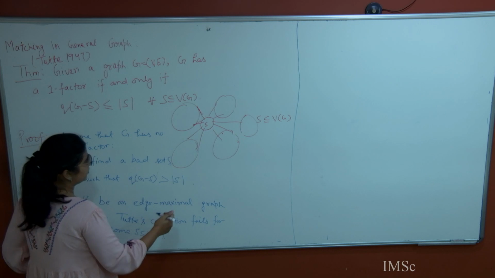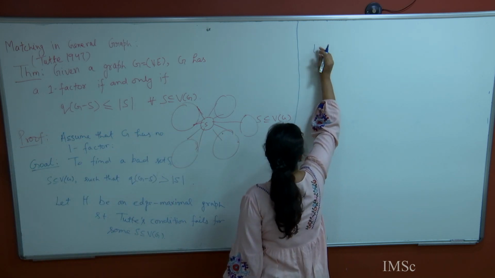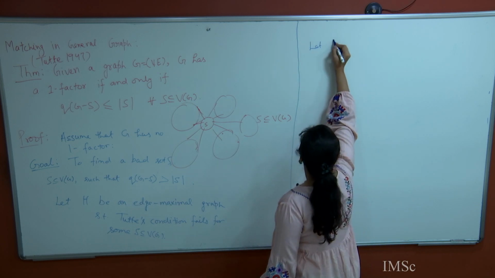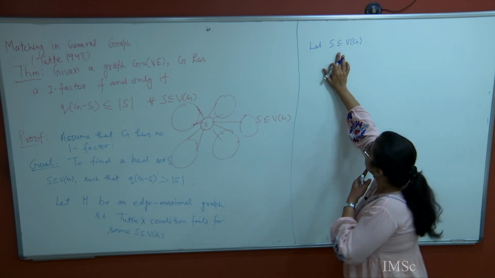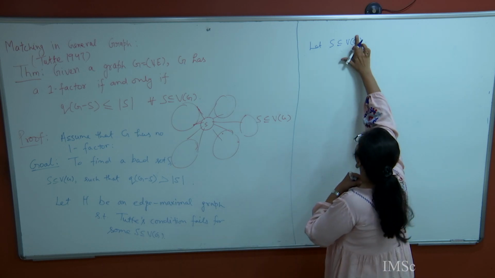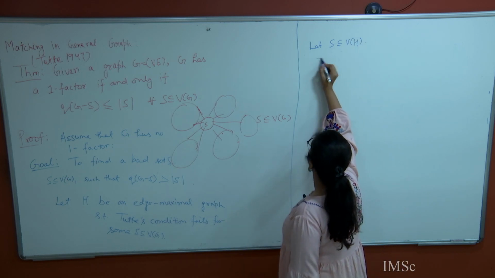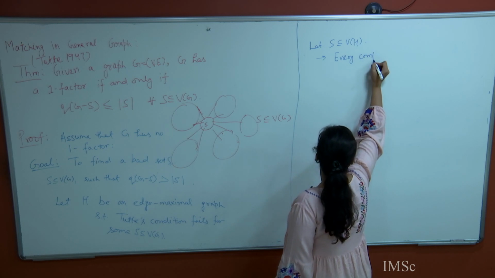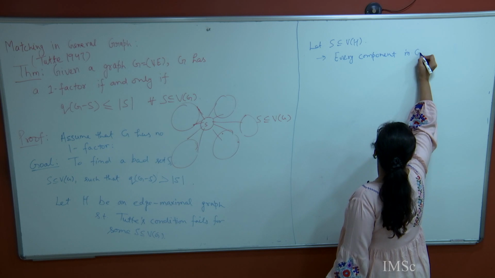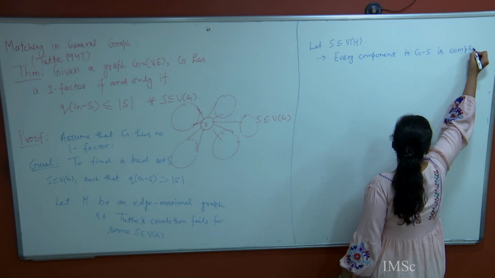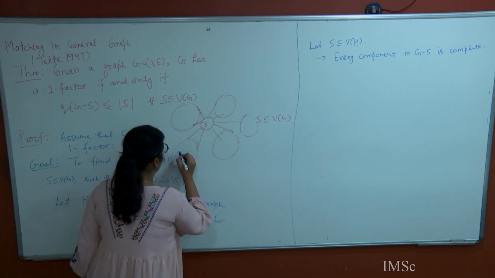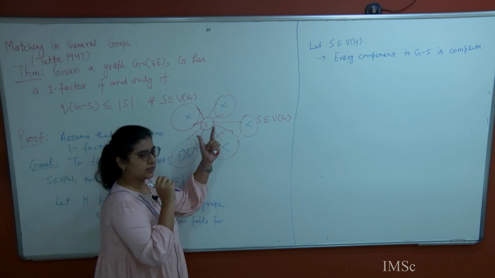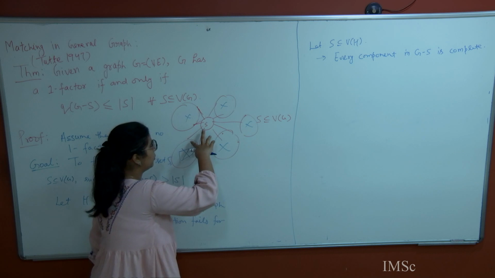So for an edge maximal graph, in H, I am talking about this set S. So let S be a subset of V(H). Then S has the following properties: every component in H minus S is complete. These I can make complete. What else can I say? What about S? It is also complete. And what about the edges going from S?